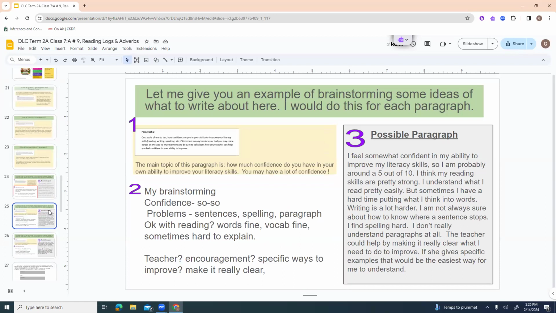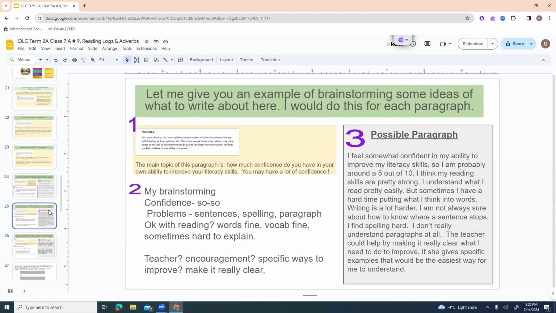Paragraph 2 is talking about your confidence in how you could improve your literacy skills. So my brainstorming: my confidence is so-so. Some problems might be sentences, spelling, paragraphs. I'm okay with reading. Words are fine. Vocabulary is fine, although sometimes it's a bit hard to explain new words. Teacher encouragement, I'm not sure. Specific ways to improve, make it really clear. That's a tough one.